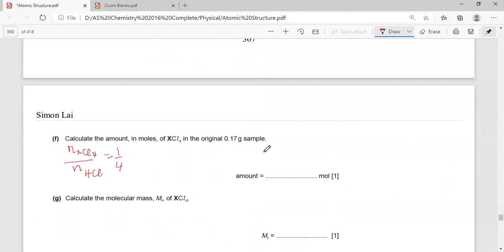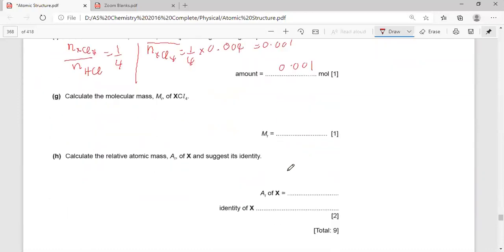So the number of moles of XCl4 equals 1/4 times 0.004, which equals 0.001 moles. Okay? So the number of moles of XCl4 is 0.001 mole. Now the important part here is to find the molecular mass.